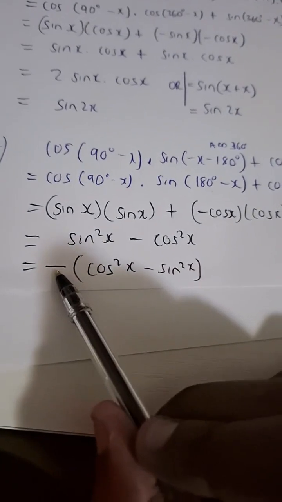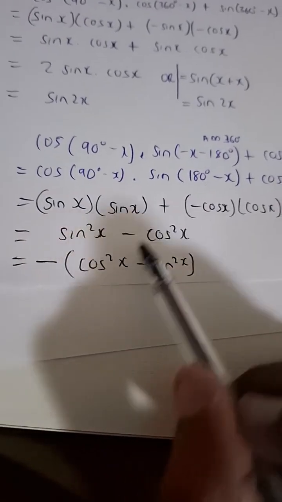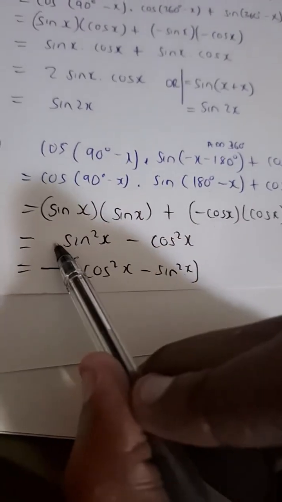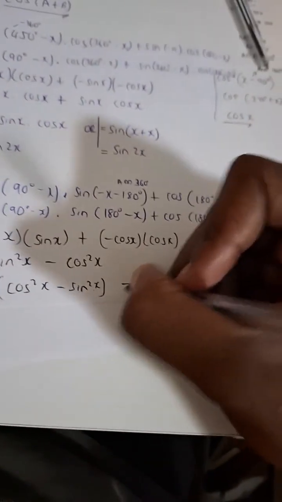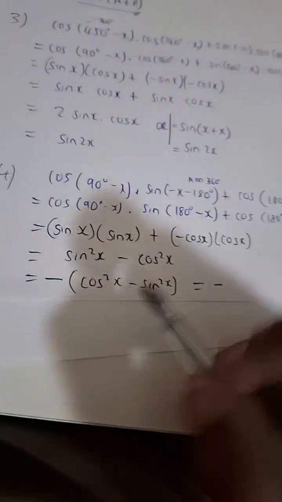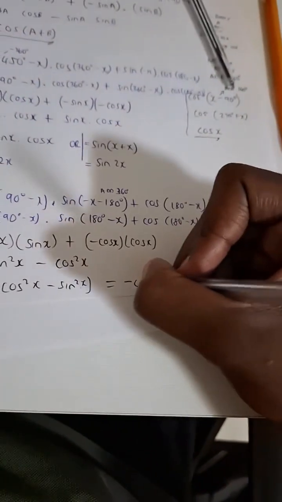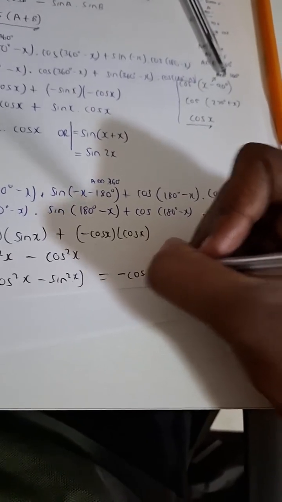Because remember, if I take the negative and distribute it back, what's negative times cos squared x? It's negative. What's negative times a negative sine squared x? I get back the positive. So we apply the sign change rule, and then the answer can be written as negative. This is the double angle of cos, so this is negative cos 2x. Done.